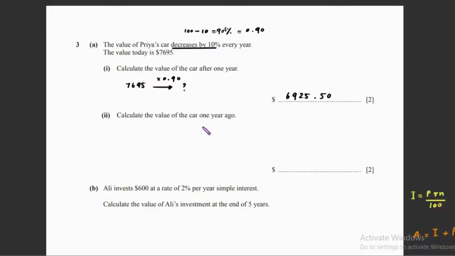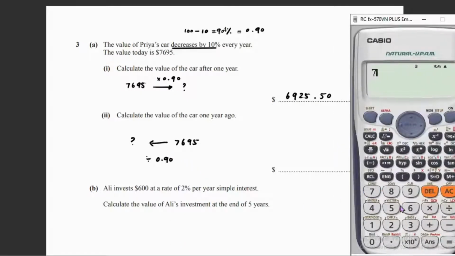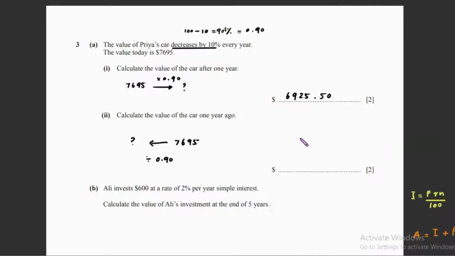The next question is where we are supposed to find the value 1 year ago. That means the present value is 7,695. We are supposed to calculate the value 1 year ago. In that case, this multiplier that we have, which is 0.90, we need to actually divide this number 7,695 by that amount to find the starting value. Starting value in the sense the value 1 year ago. So 7,695 has to be divided by 0.9. When we do that, we end up getting $8,550. So this will be the amount 1 year ago.